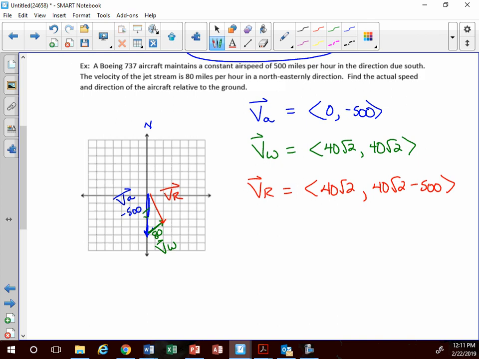Well, okay, cool. We have the component form of our plane. Does that tell me the speed and direction? No, but can I use that to find the speed and direction? Yes. What do I use to find the speed? Find the magnitudes. We've got to find the magnitude of this guy.